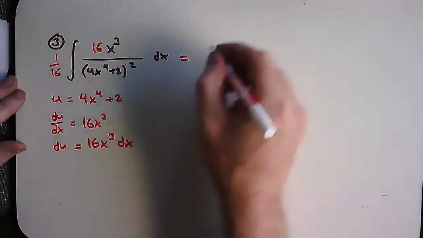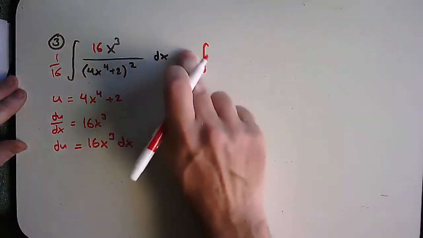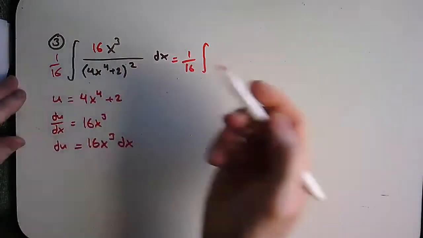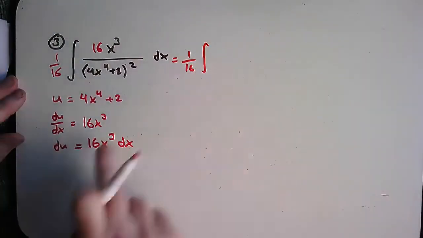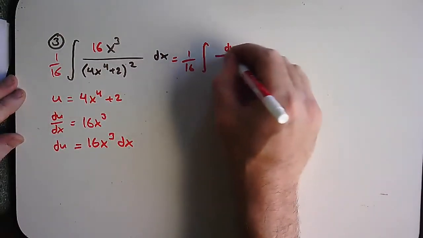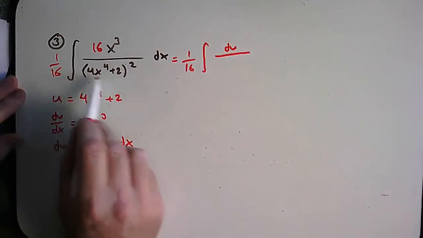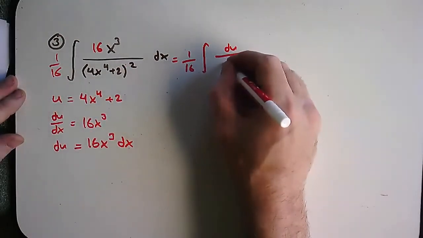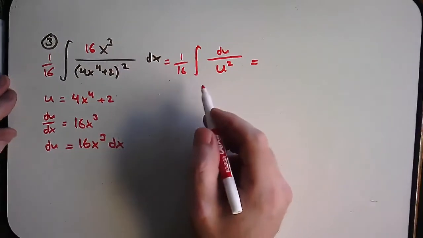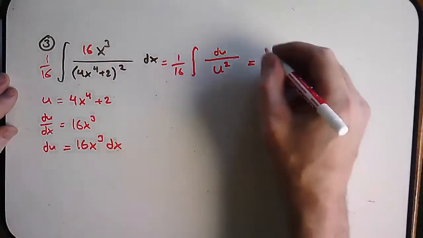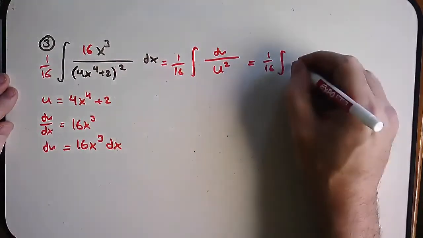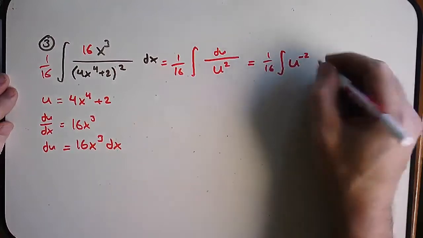Okay, so if we do that, what do we have? We have 1/16, forgot that already, times the integral of, okay, so 16x cubed dx is du. So I have du over, okay, well that's u, and it's u to the 2nd power, so u squared. And we know powers of x, powers of u. We're going to just write that as a negative power, so we have 1/16 times the integral of u to the negative 2nd du.